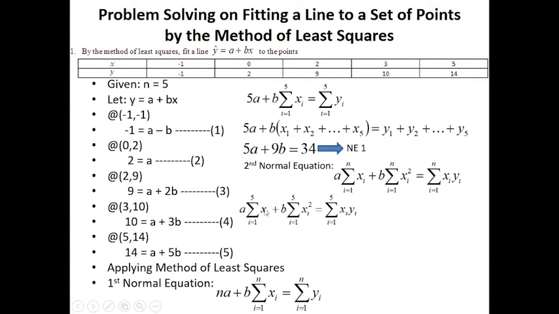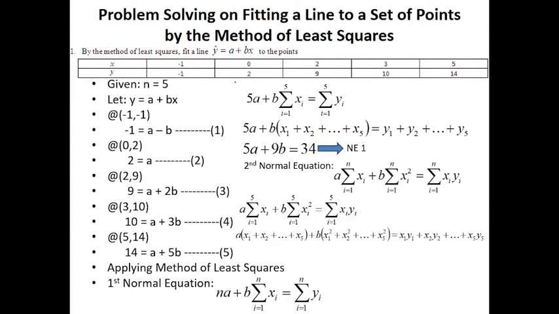So we have here, ang n natin ay 5. Okay. And then, simplify. So, itong summation xi, yan yung x1 plus x2 until x5, xi squared, x1 squared plus x2 squared until x5 squared, xiyi, x1y1 plus x2y2 until x5y5.